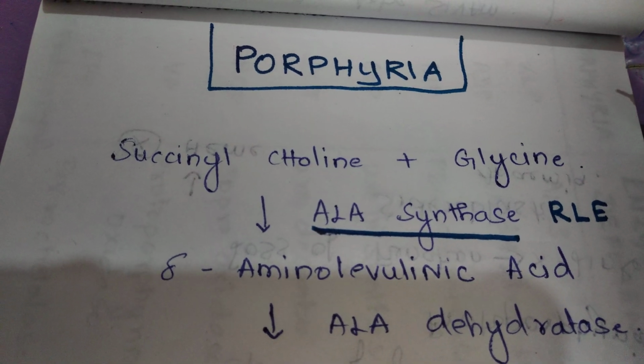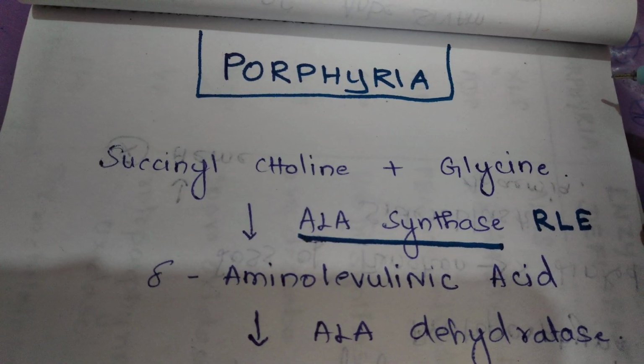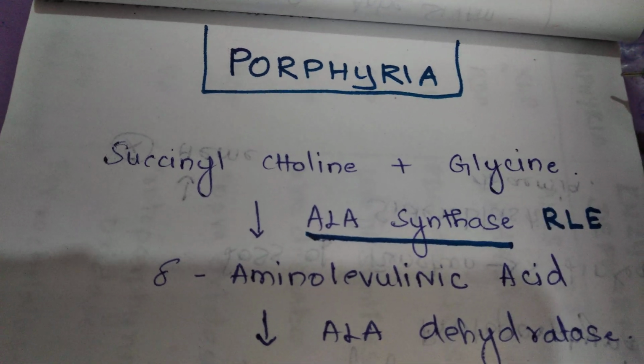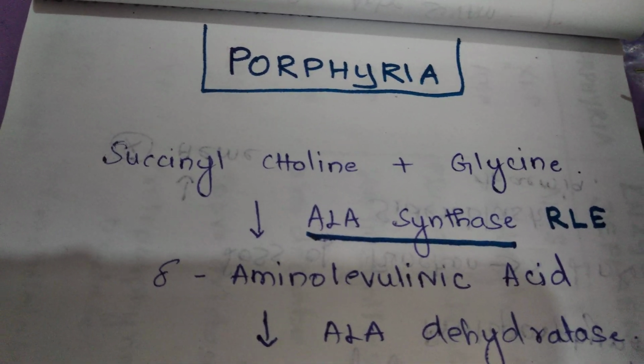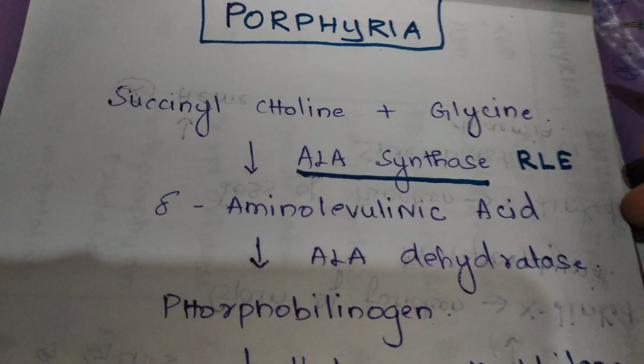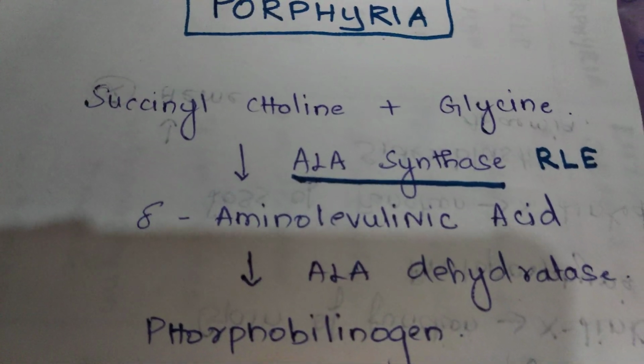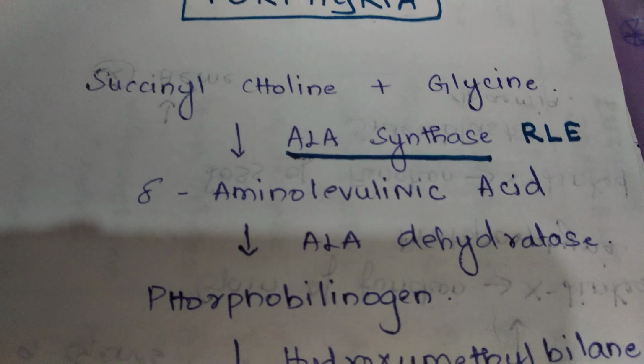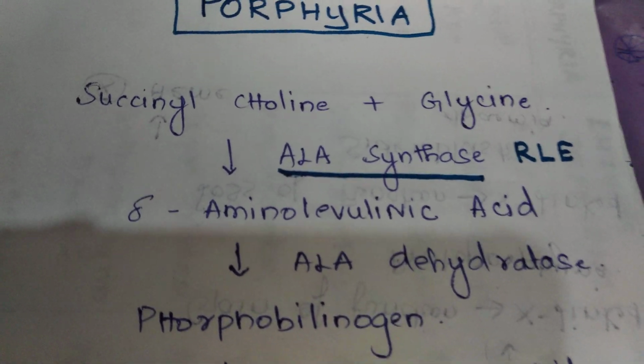Today I'll be discussing porphyrias. Porphyrias are diseases which occur because of various enzymatic defects in the heme synthesis mechanism. So, a common doubt for everyone in remembering heme synthesis is: how do I remember the enzymes?